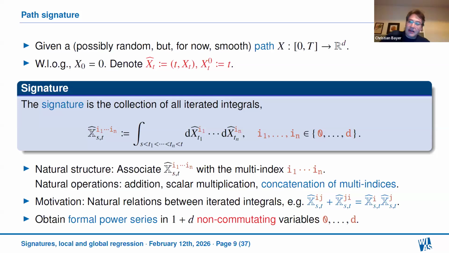We start with a path, let's say from 0 capital T to R^D. And because I don't want to talk too much about what integration means, I'm going to assume that the path is smooth. We will talk about it a bit later, what we really mean. And for reasons that I will also indicate a bit later, I will attach an additional coordinate, namely the running time, to the path. The reason why I want to do that is because, in many applications, let's start from the other way around.